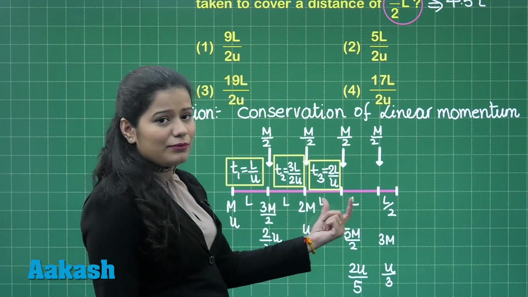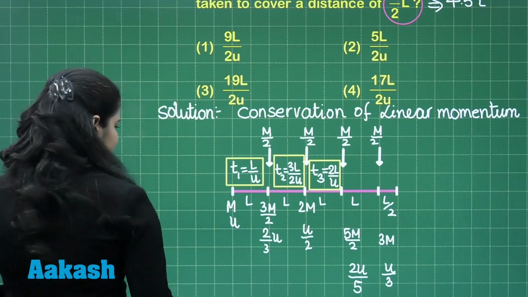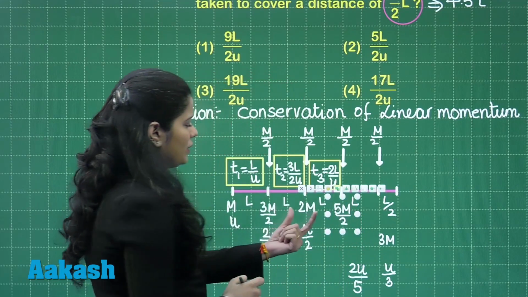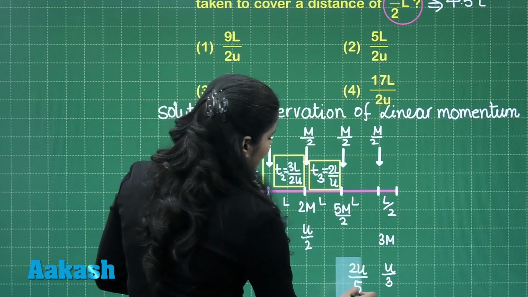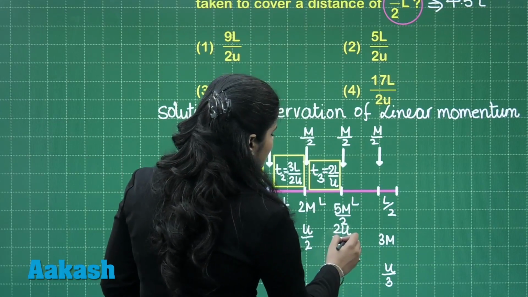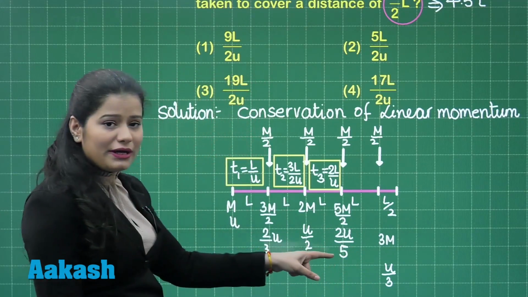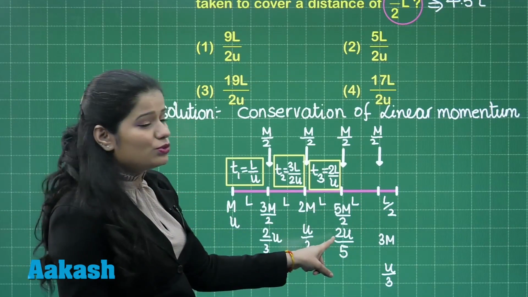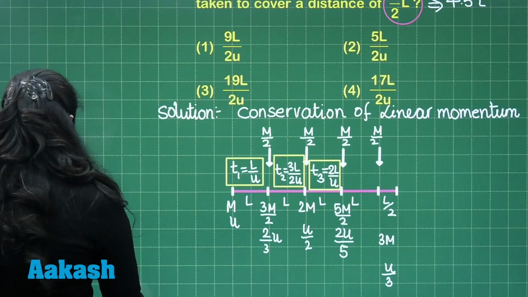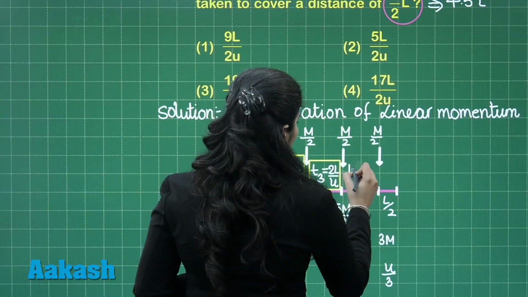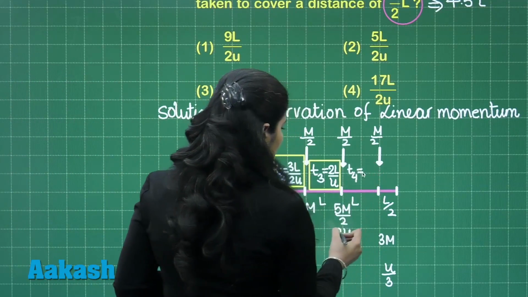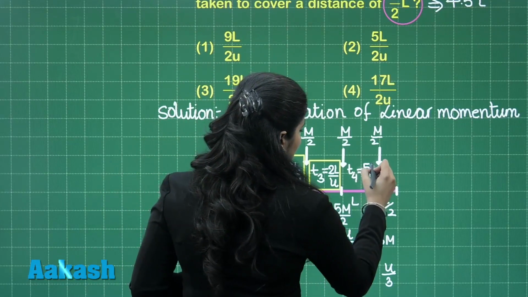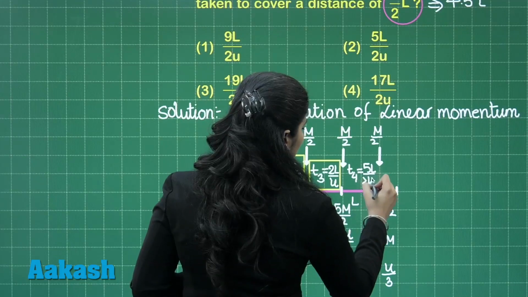Now here again I am going to do the same. Here the mass will be added on, so the mass will be 5m by 2, and the velocity by applying the law of conservation of momentum will come out to be 2u by 5. So for this length, the velocity will be 2u by 5. Again I can write the time T4 as 5L by 2u.